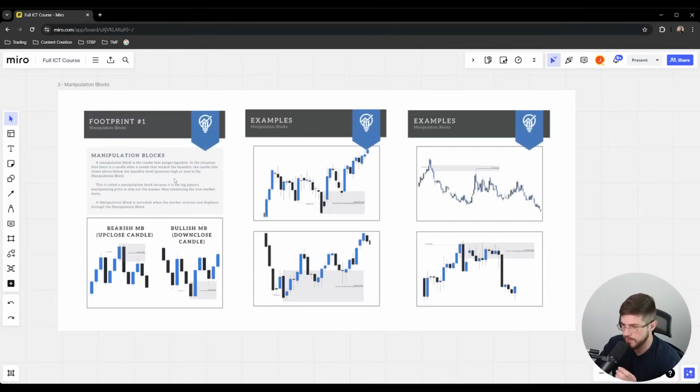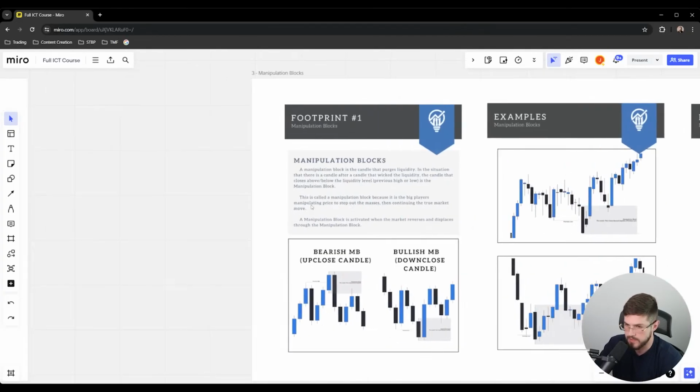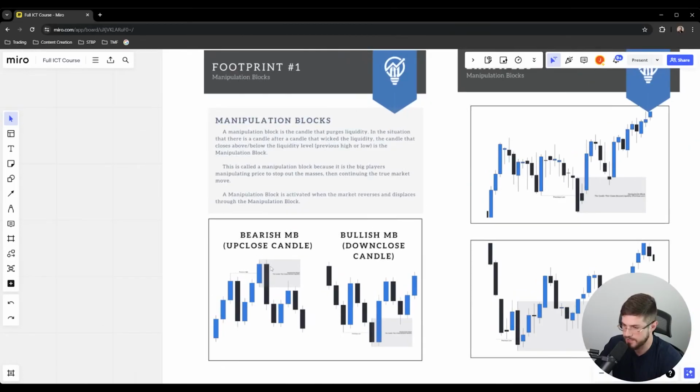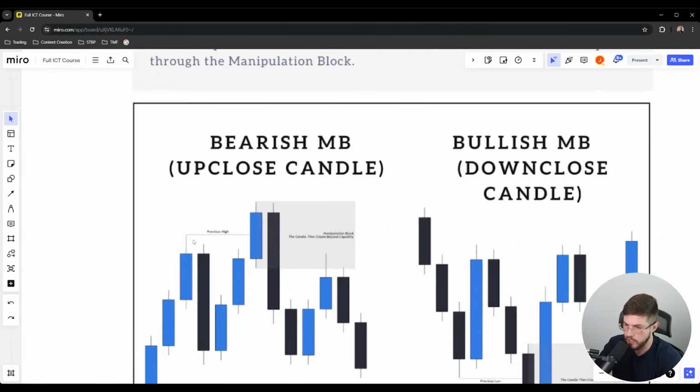All right, so now let's talk about a fascinating concept that I came up with after watching tens of thousands of candles print over the last 8 years that I've been trading. This is what I call a manipulation block, all right? A manipulation block is just the same as an order block, except it closes beyond liquidity. Very, very important, okay? Now, it's even higher probability if the very next candle engulfs it.